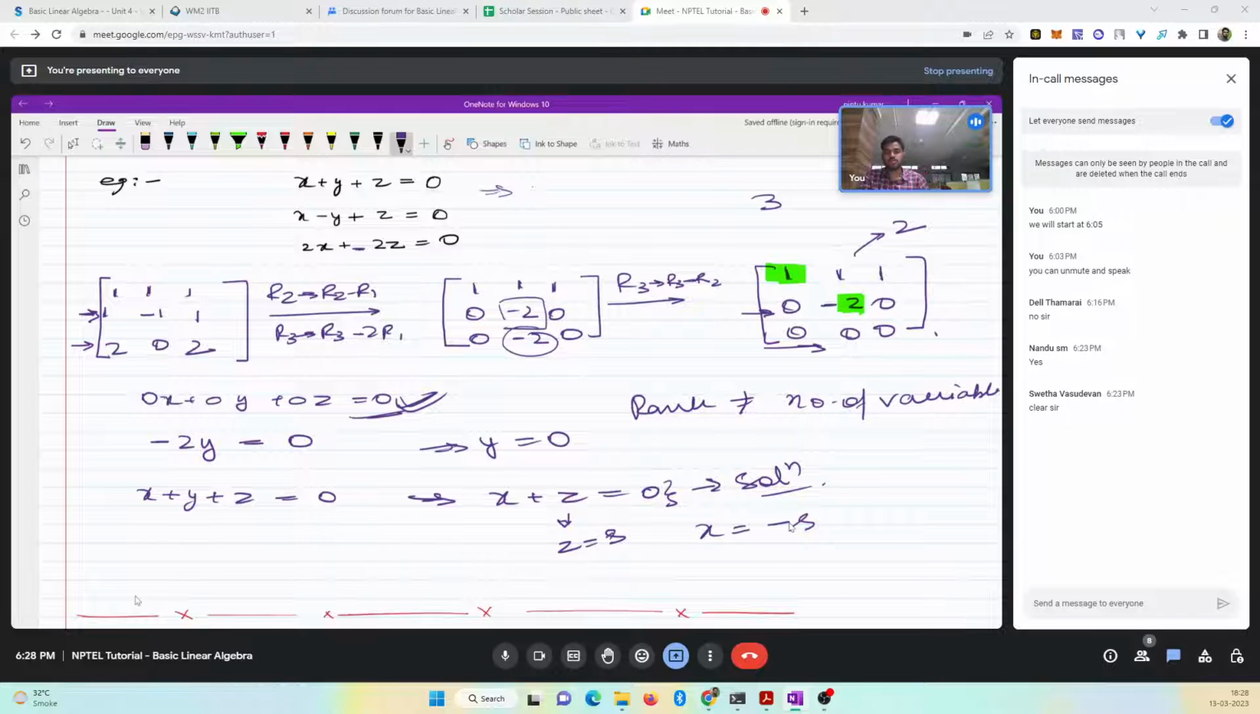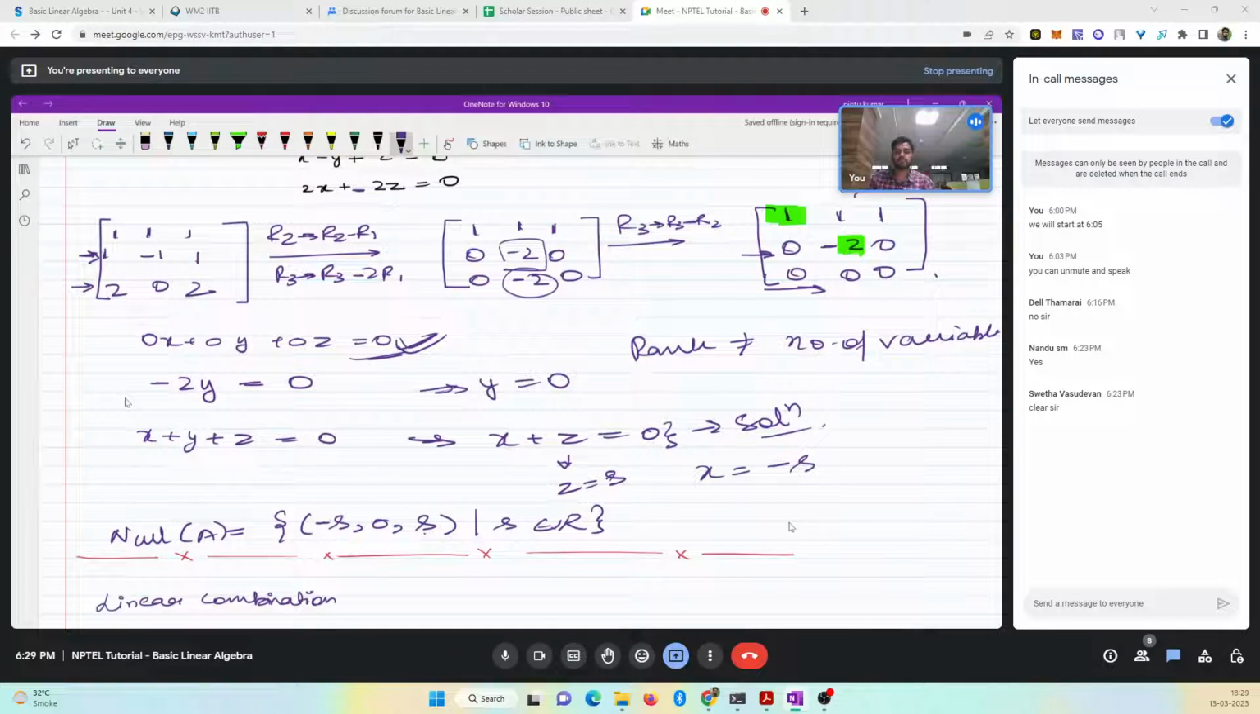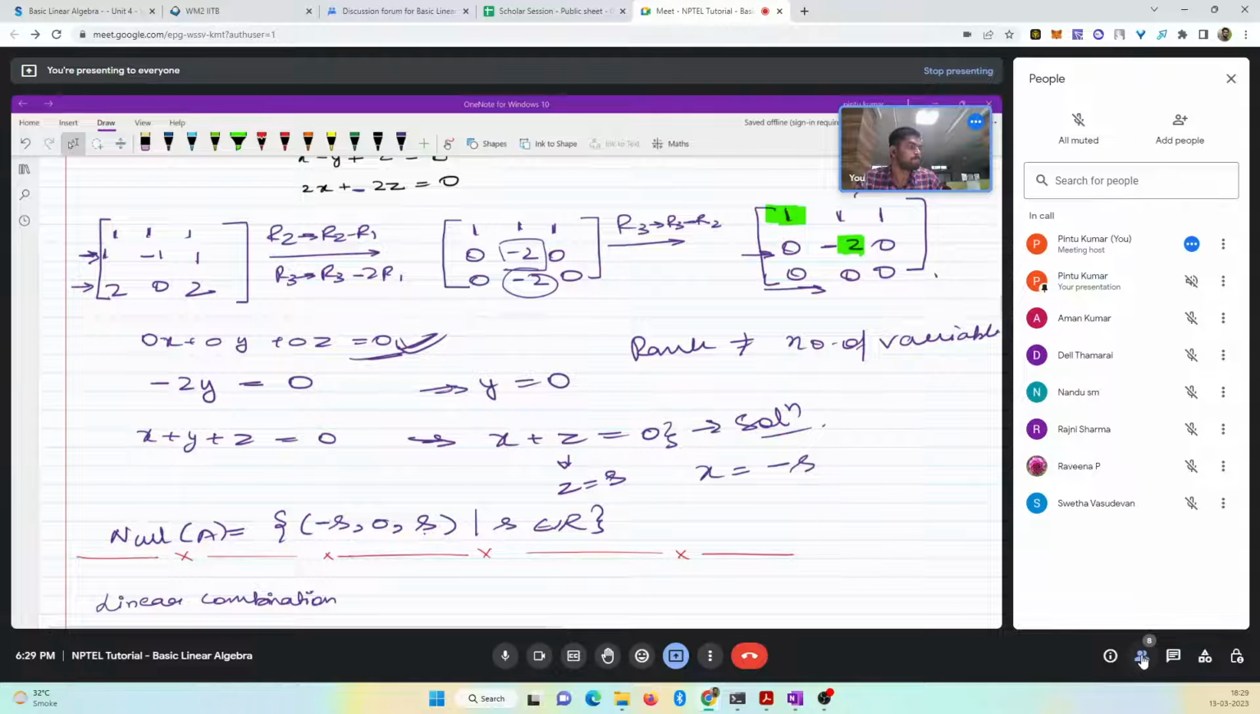So the null space of this matrix A is of the form: x is minus s, y is always 0, and z is s, for any s belonging to the real numbers. So this set is our null space for this matrix. Is this clear to everyone? Hope this is clear. If you have any doubt, you can just ask then and there. That would be better.